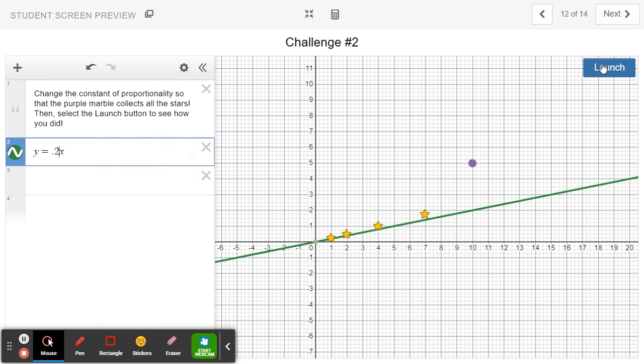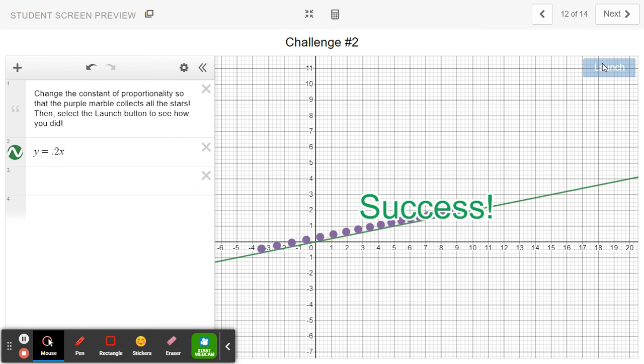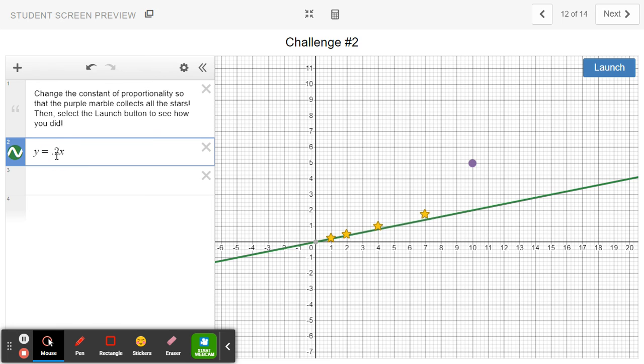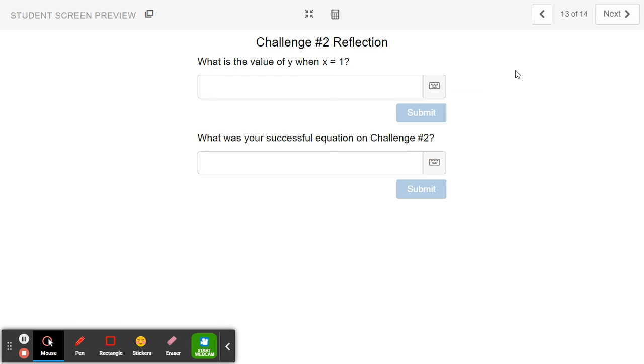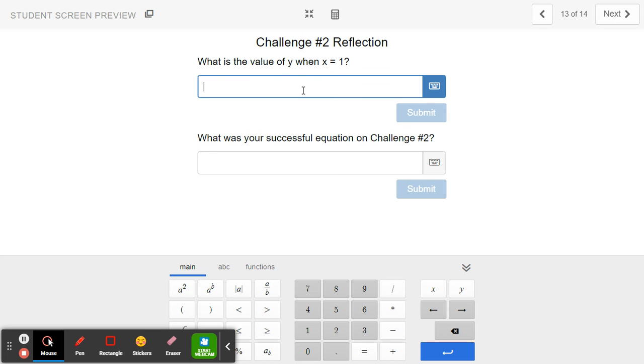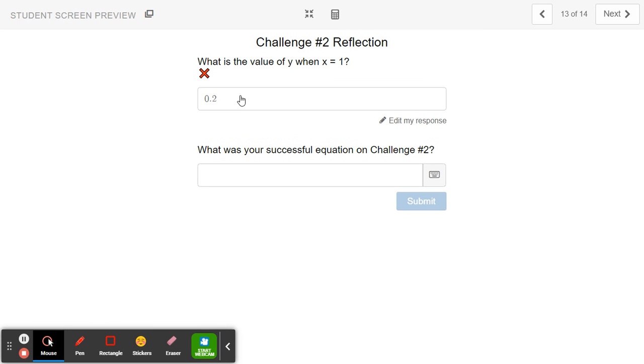Now here's what I have. I had a lot of students who did this and were like, yeah, okay, there we go, we got it. Actually, let's see what happened when we did 0.1. Yeah, 0.1 was too low. It didn't catch those stars. All right, so we had 0.2. For here, what's the value of y when x is 1? Well, that would be 1 times 0.2, so that would be 0.2 or 2/10. And they get it wrong.